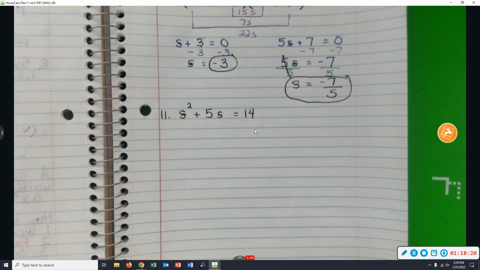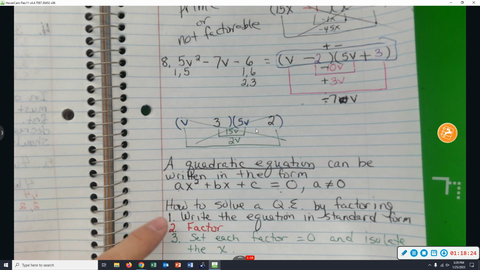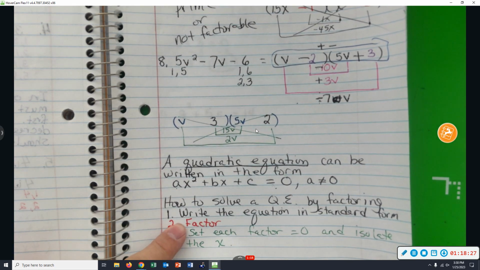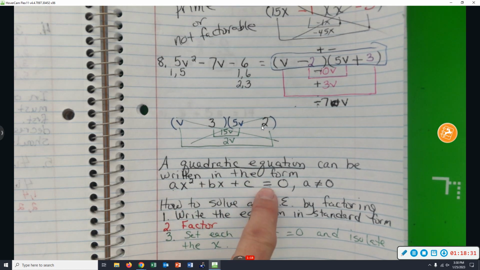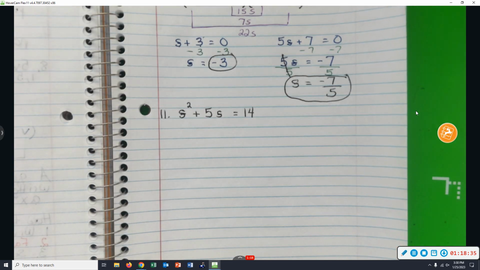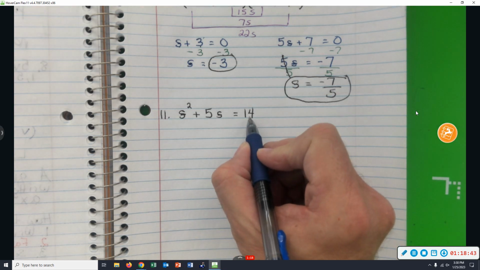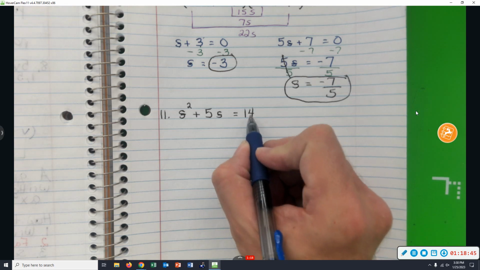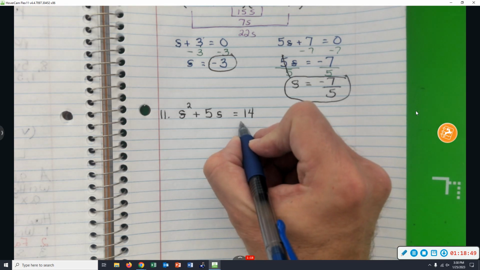Okay, looking at the little outline. How to solve a quadratic equation. It has to be written in the standard form: s squared, x, constant, equals 0. There has to be a 0 on one side. Is this one in standard form? No. So I've got to have a 0 here instead of this 14. What can I do to get a 0 there?